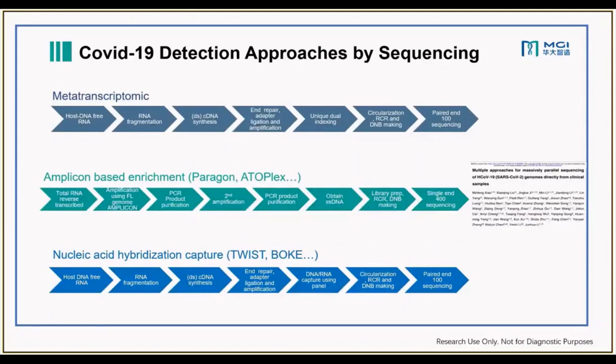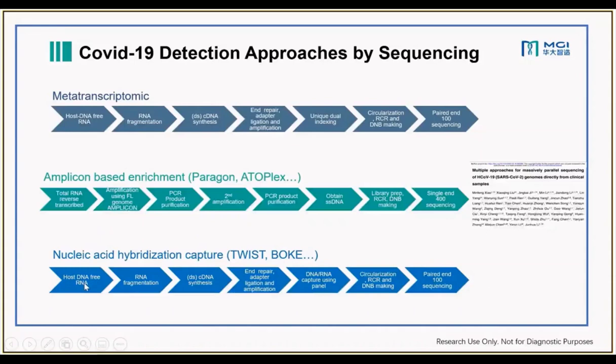This is really the high level workflow for these three approaches employed. For metatranscriptomics and hybridization, the workflow is very similar. In brief, host DNA-free RNAs were fragmented, double-stranded cDNA synthesized, and library prep, which included end repair, adapter ligation, and amplification, was performed. Samples were dual indexed, and then MGI's proprietary patented technology of circularization, rolling circle replication, and DNB making was used to prepare samples for sequencing using paired end 100 sequencing.